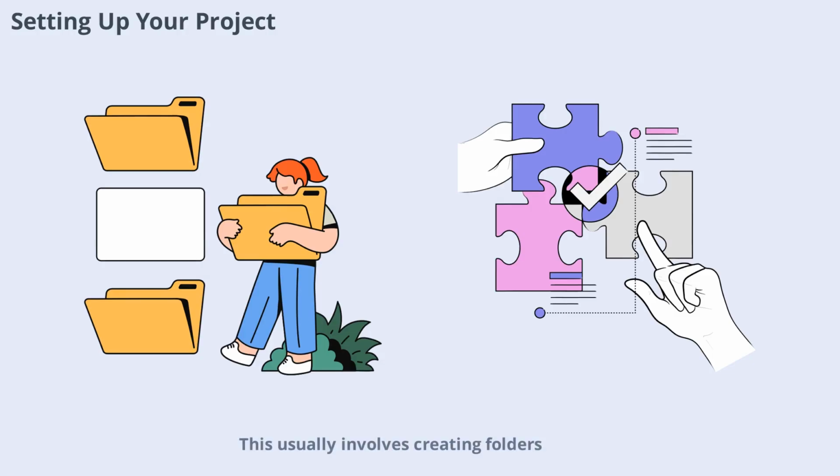This usually involves creating folders, setting up version control with tools like Git, and installing any necessary software or frameworks. Organizing your files from the start makes development smoother and helps you collaborate with others if needed.